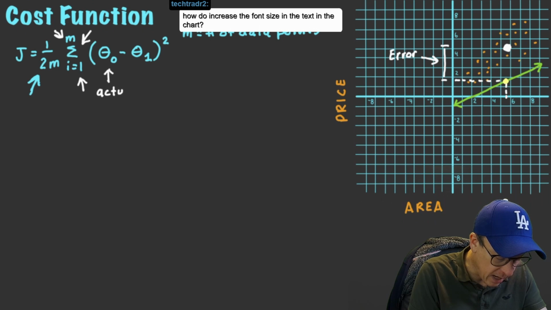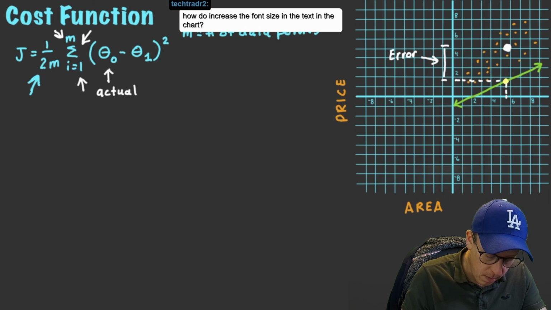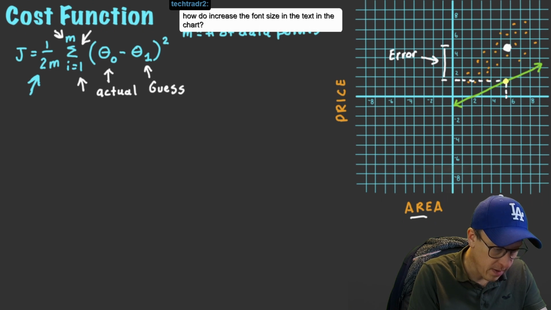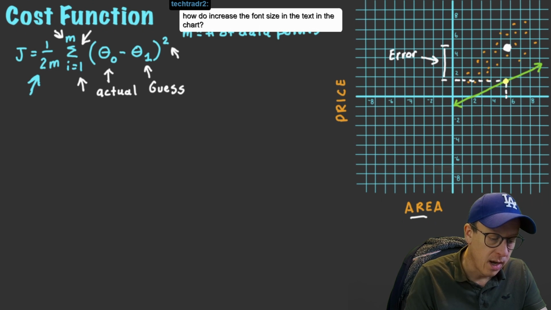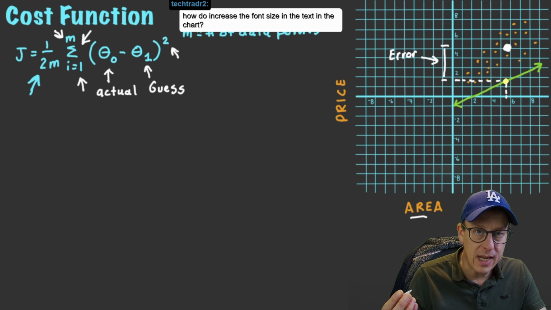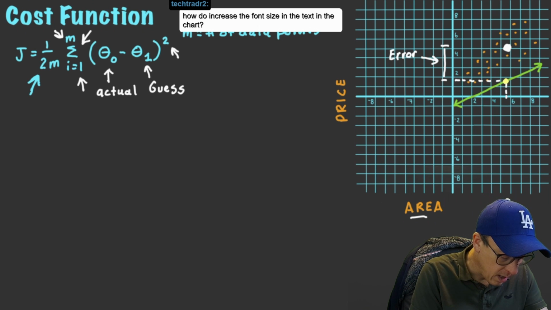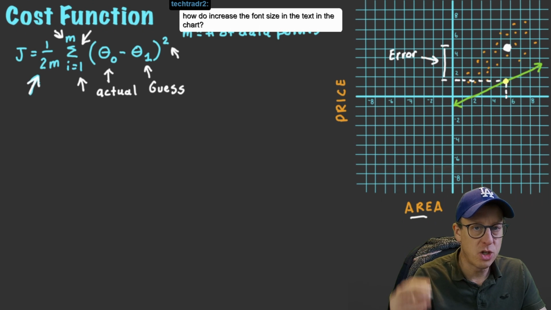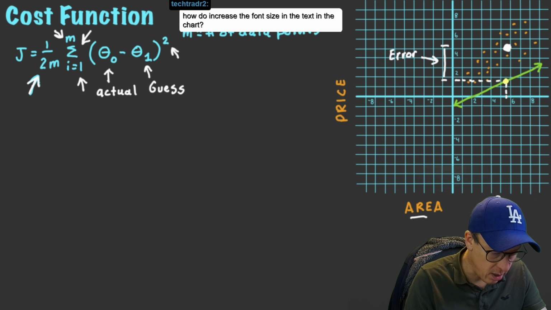So this is the actual home value based off of area. And this is our guess or our prediction. Okay? And then we square everything. The reason why we square it is to make sure that we ultimately get a positive value. And then this guy over here is going to make sure everything works out. All right?